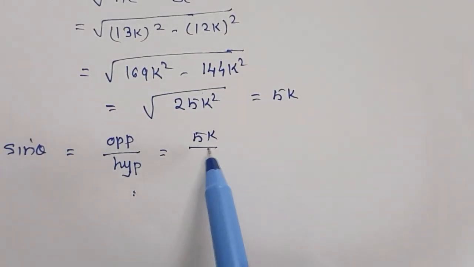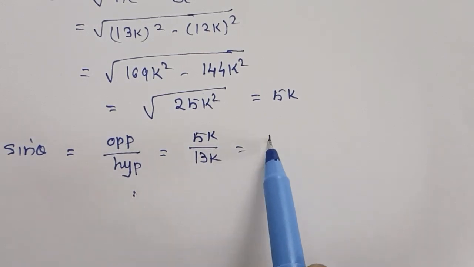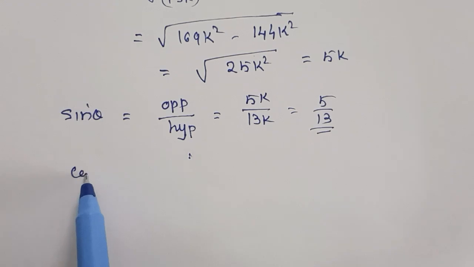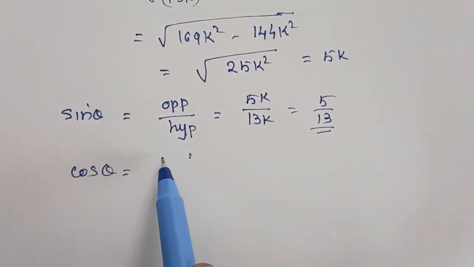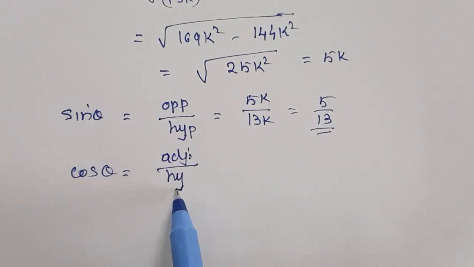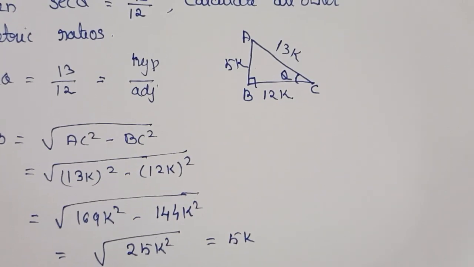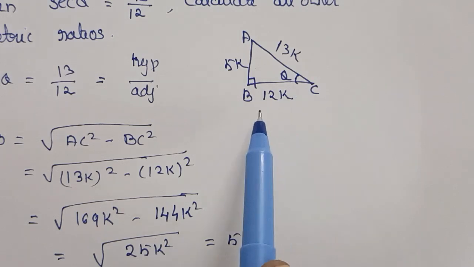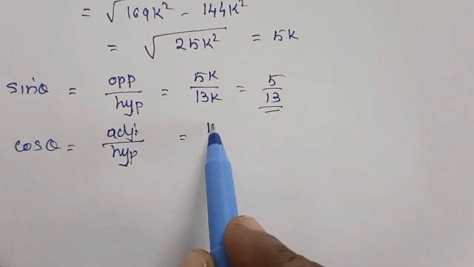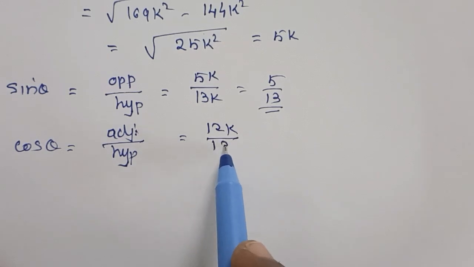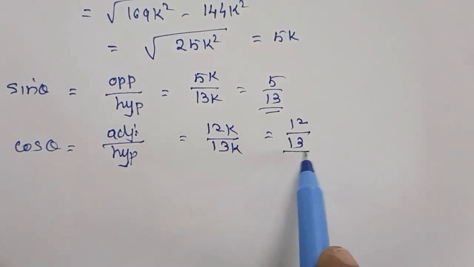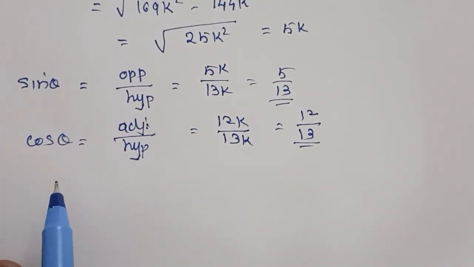5K divided by 13K. Cancelling K, we get 5 by 13. Next, cos theta. Cos theta equals adjacent side by hypotenuse, isn't it? Adjacent of theta is 12K, hypotenuse is 13K. That is equal to 12K divided by 13K. Cancelling K, we get 12 by 13. Okay. Now tan theta.